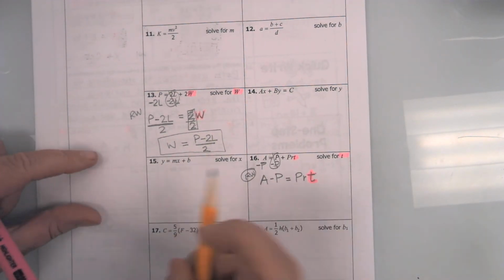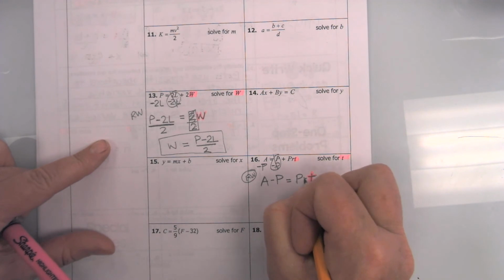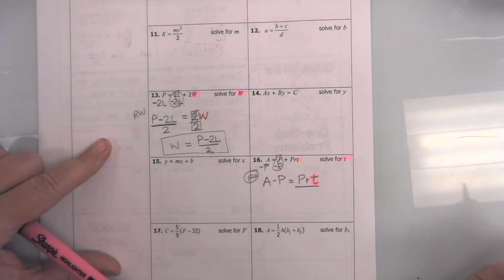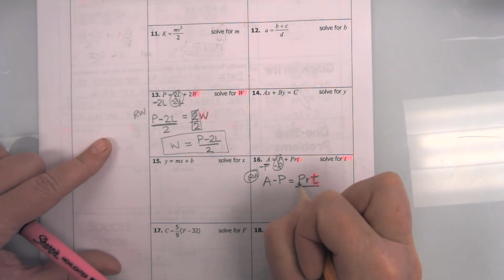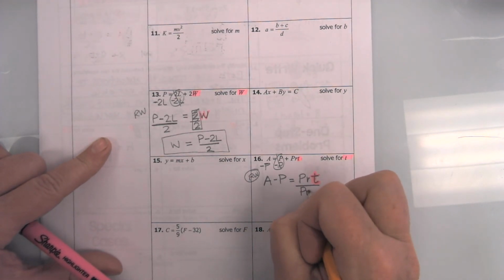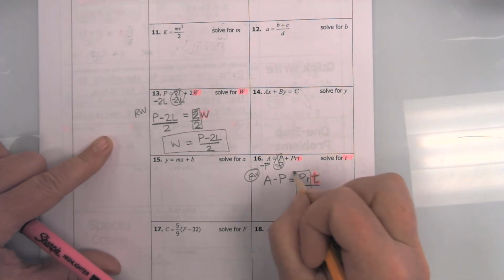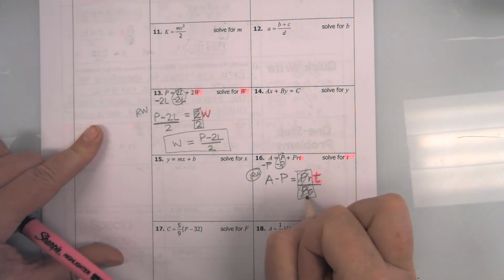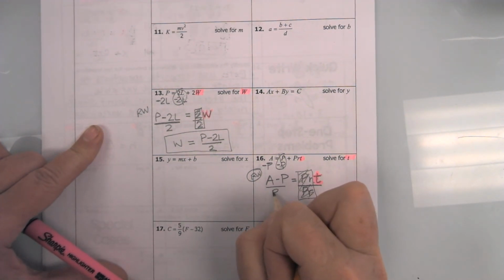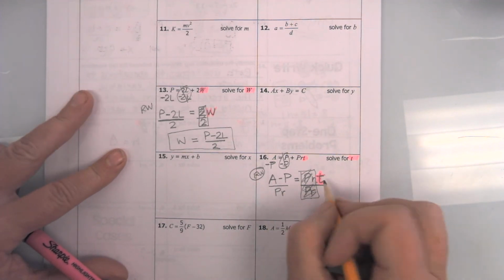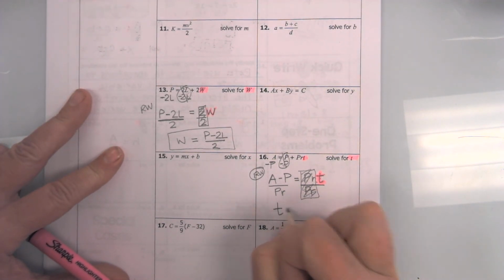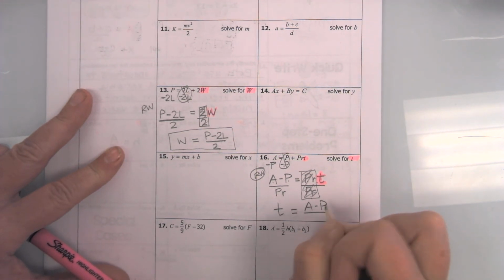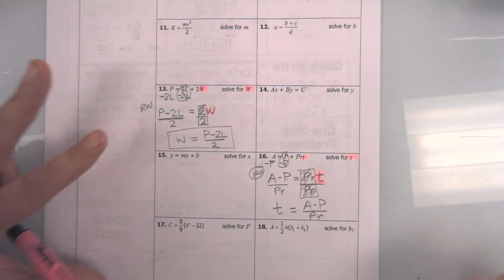Now, I still want to get this T by itself. So I want to do this in one step. Notice that this is P times R times T. So they're all being multiplied. So I'm just going to divide. And since I want to divide out the P and the R, I'm going to put P and R down here. Because look, that's still a 1. PR divided by PR is 1. But whatever I do to one side, I'm going to do to the other, PR. So now I can rewrite it so it's not so messy. I've got T is equal to A minus P divided by PR.